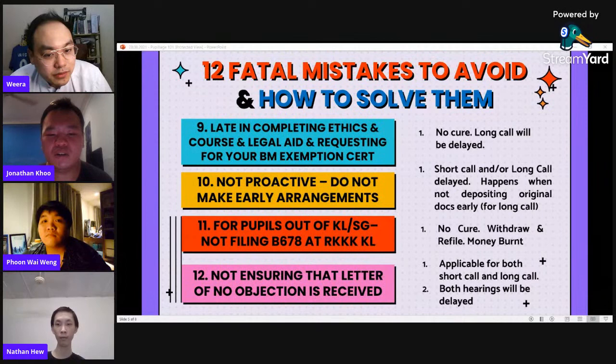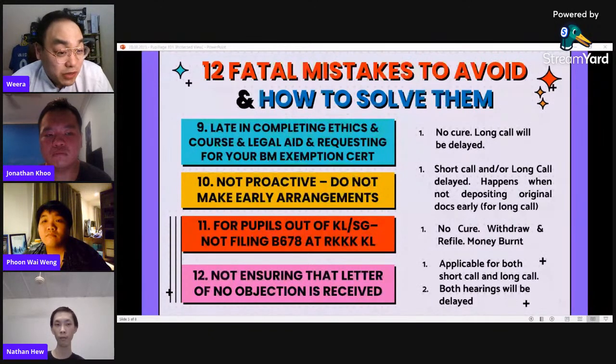Okay, so for last fatal mistake here, not ensuring that letter of no objection is received. Okay, it's very simple. So basically for short call, you will get your letter of no objection. You need to file your letter of no objection before you are going to be able to get short call. If not, your short call will be rejected. For long call as well, the same.